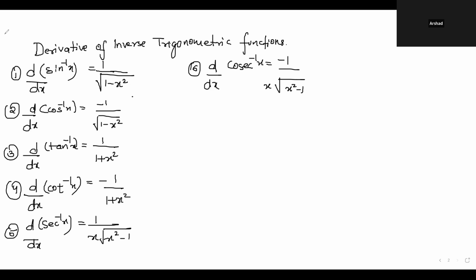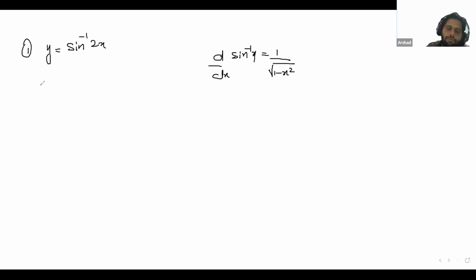Okay, so we will solve some questions on the basis of this. For example, if we have this question, y is equal to sine inverse 2x. What's the formula of sine inverse x? This is 1 by under root of 1 minus x squared. Now we will apply the chain rule here, dy by dx: first sine inverse 2x with respect to 2x, into 2x with respect to x.